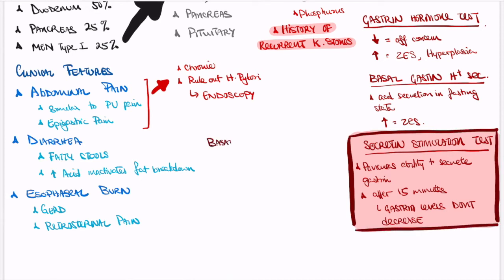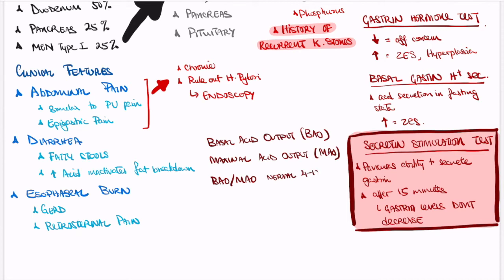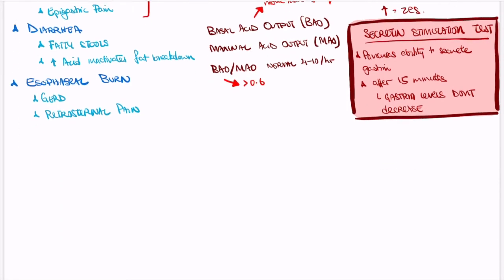Another value is tested. The basal acid output refers to the acid output under basal conditions. The maximal acid output represents the acid output after gastric stimulation. The ratio between these two are taken. The normal ratio is between 4 to 10 millimeters per hour. In patients with Zollinger-Ellison syndrome, the BAO is more than 15 and a ratio of more than 0.6 is indicative of the disease. So as a quick recap, check for the past medical history.